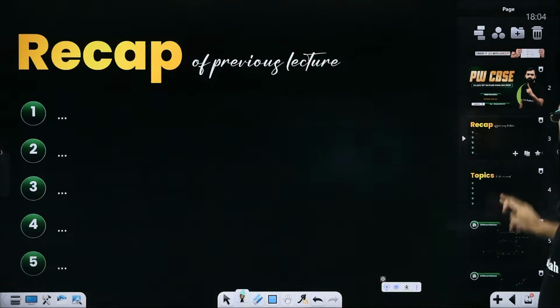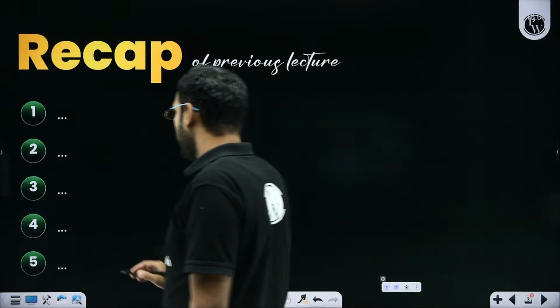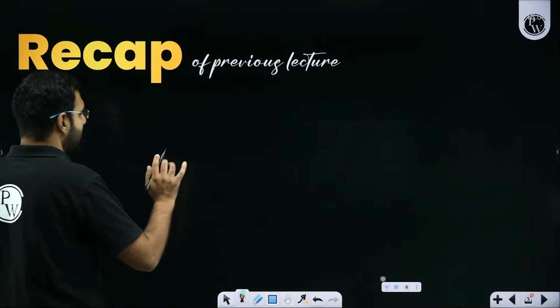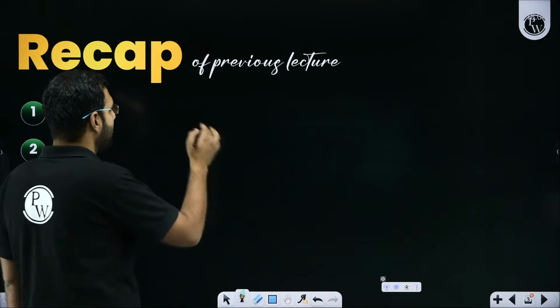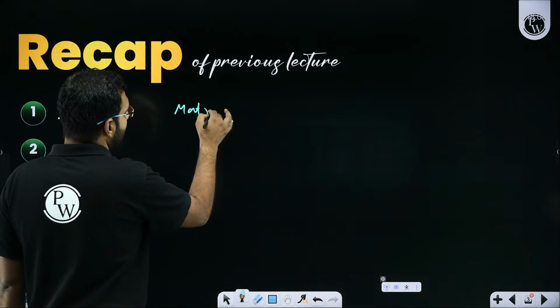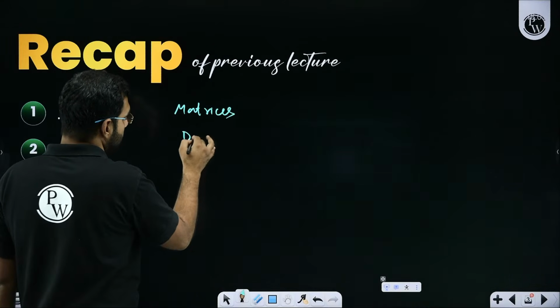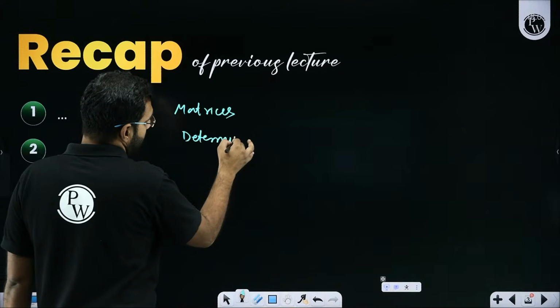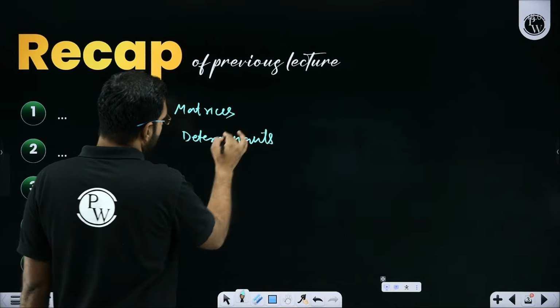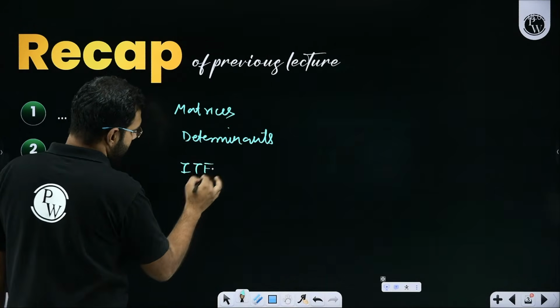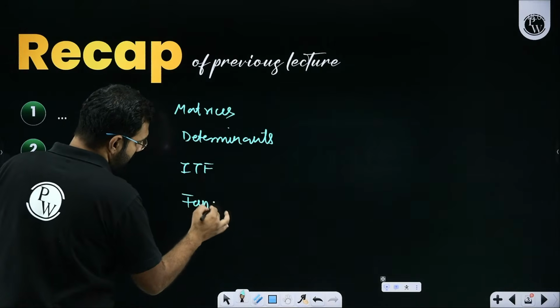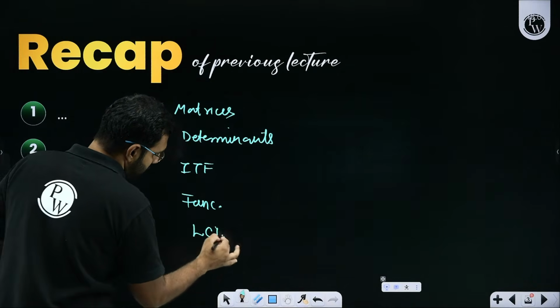So previously, if I could simply tell you what all we have covered, we have covered a lot of things technically speaking. We have covered basics of maths. We have covered matrices. We have covered determinants in this one shot series. We have, of course, covered inverse trigonometric functions. Then we have covered functions as well. Then we have moved towards limits, continuity and differentiability.